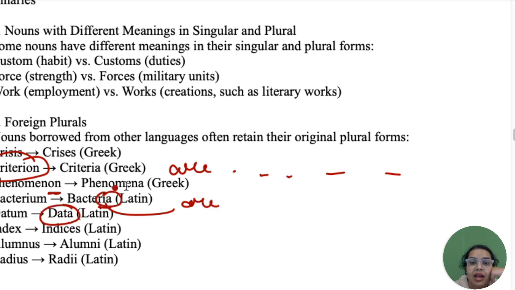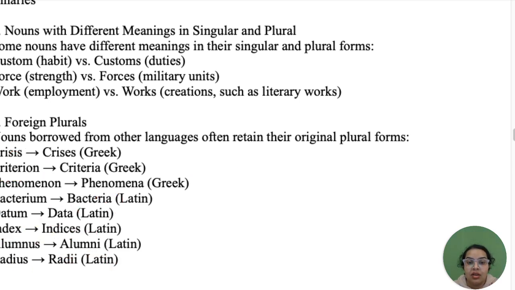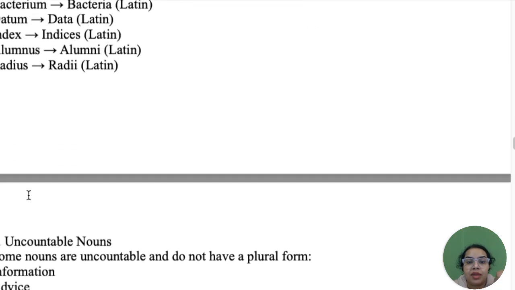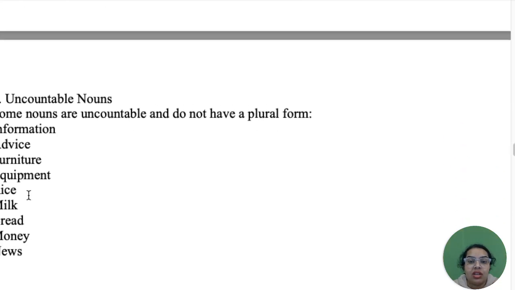Now the word data can take is or are both depending on its use. This is something quite debatable. So you don't get such questions in exams where two possible answers can be there. You'd never get such questions, okay? So just don't be much bothered about this. Radius is singular, radii is plural, alumni is plural, indices, singular is index. Okay, so these are some words which we have seen in previous papers. So please make sure that you know them.